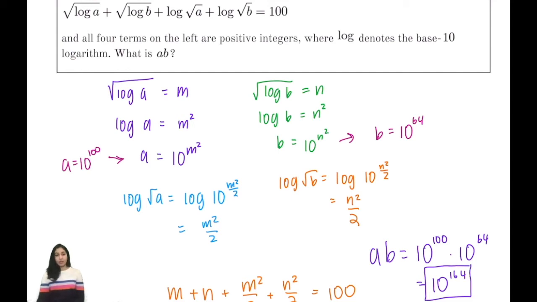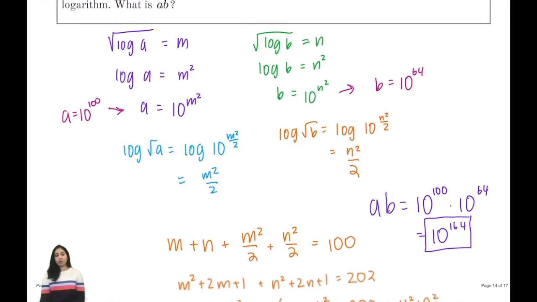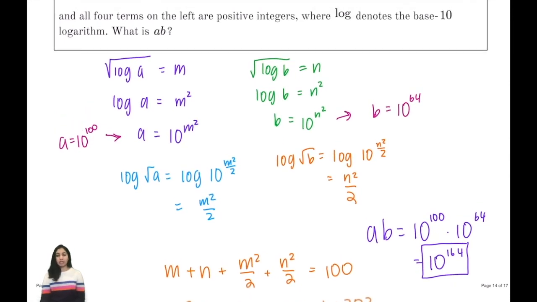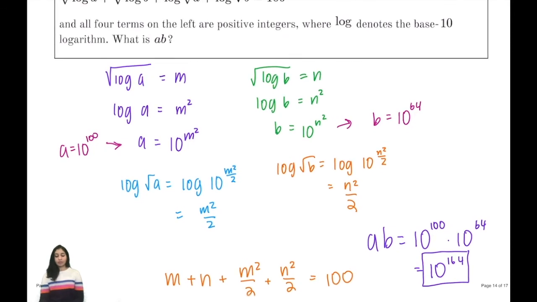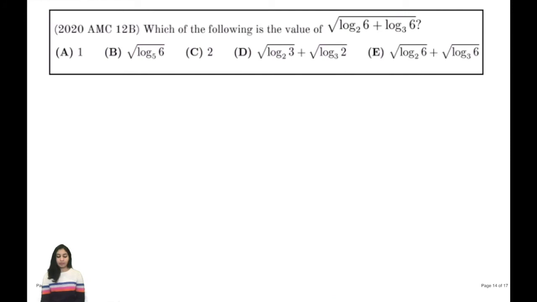And that's our answer. So in this problem, all we did is work backwards to find a valid expression for a and b, and then complete the square and simplify our expression to solve for m and n, and then we plugged them back in and got our answer to be 10 to the power of 164. Let's move on to the next problem.